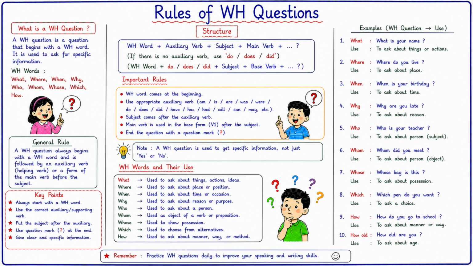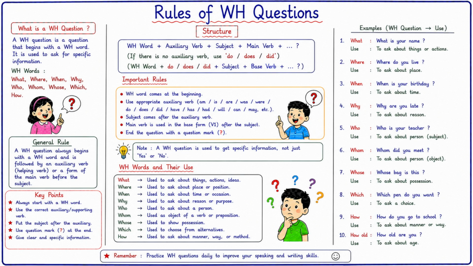Next is which. Which is generally used when we are choosing from a limited number of options. For example, which pen do you want? Perhaps there are 2 or 3 pens and we want the person to choose one. Another example is which dress do you prefer?